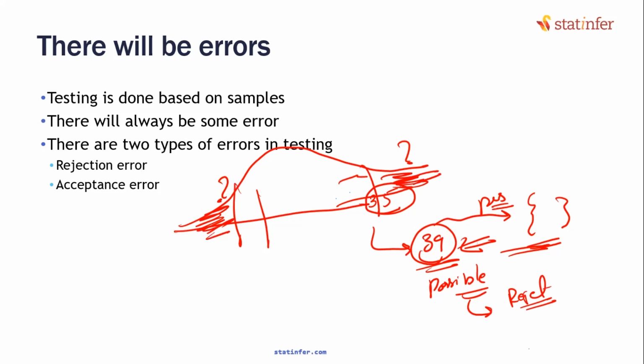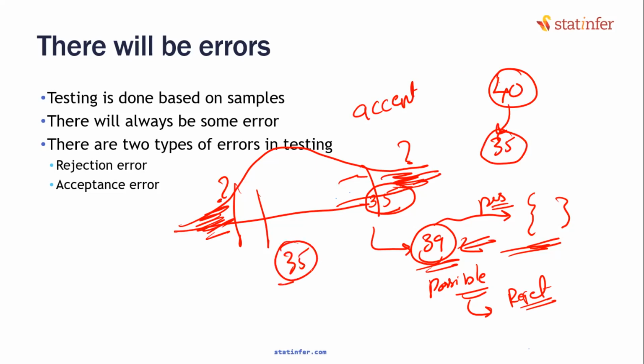The other error is acceptance error. What is acceptance error? The actual average age is 40, but the sample that we have taken has an average age of 35. You took a sample, the average age is 35. Are you going to accept or reject? Think about it.